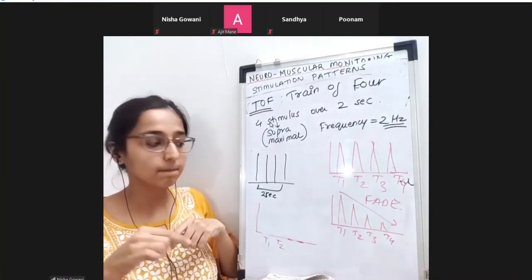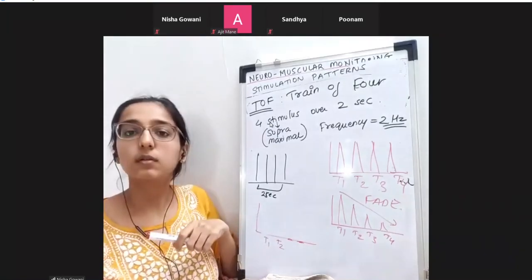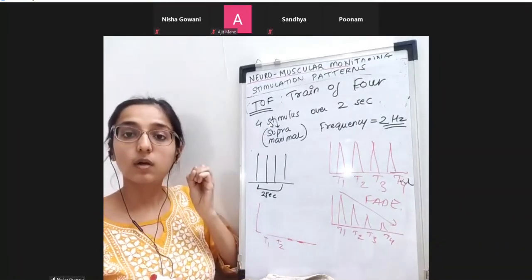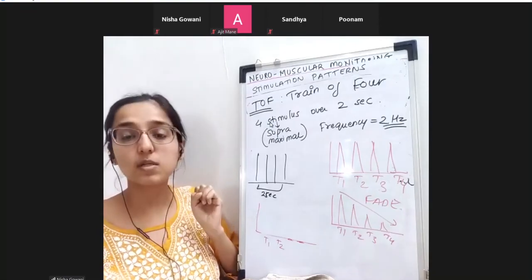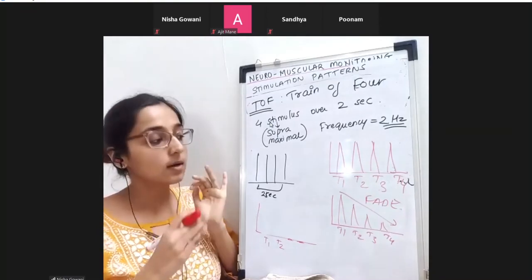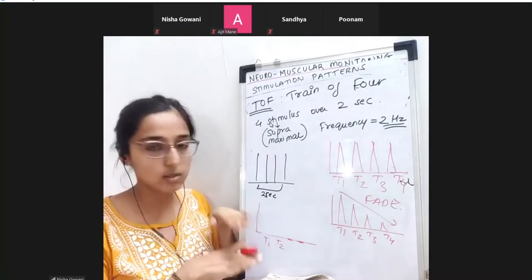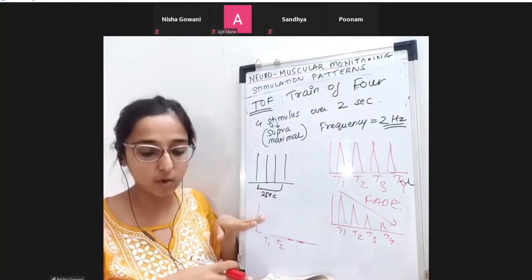TOF button. Now you're getting a flat line over here. You will say, how much is the TOF count? 0. You will say, okay sir, TOF count is 0. This is fade. This is TOF count. The concept of fade and TOF count.